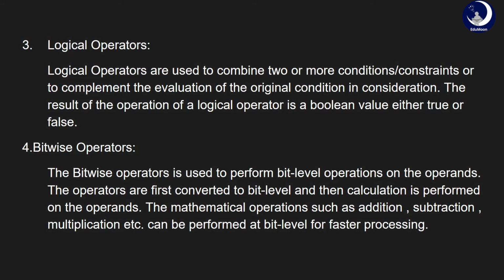Bitwise operators. The bitwise operators are used to perform bit level operations on the operands. The operands are first converted to bit level and then calculation is performed on them. The mathematical operations such as addition, subtraction, multiplication, etc. can be performed at bit level for faster processing. The bitwise operators include bitwise AND, bitwise OR, and XOR.